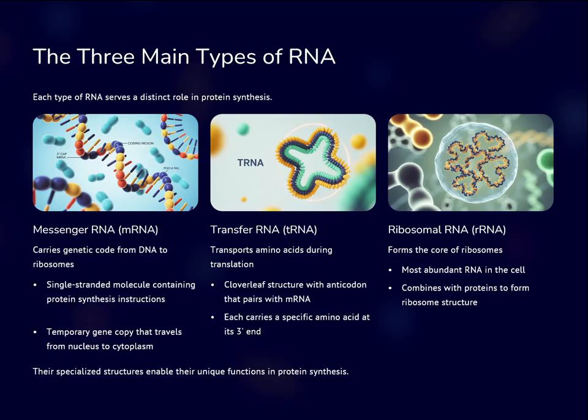And then there is rRNA, which stands for ribosomal RNA. This makes up the core structure of the ribosomes and helps catalyze the formation of peptide bonds between the various amino acids. Each of these types of RNA has a specialized job, and all three are essential to turning genes into proteins.